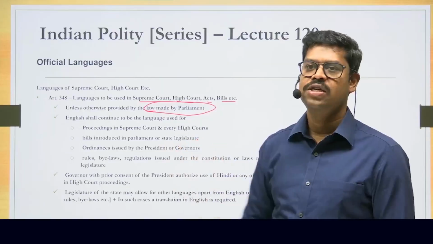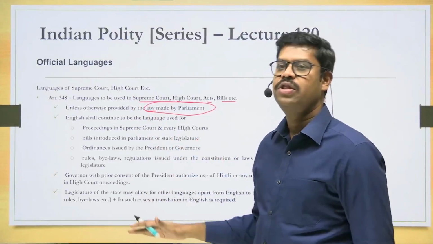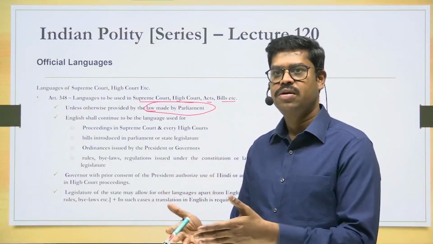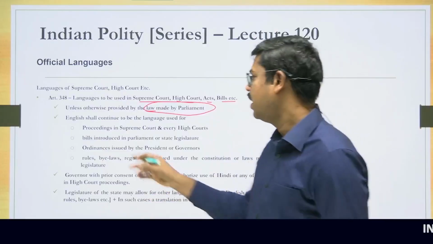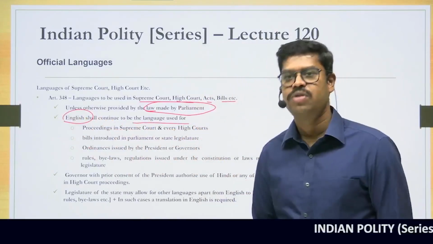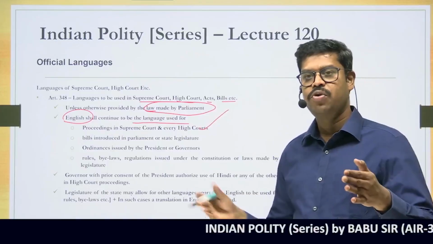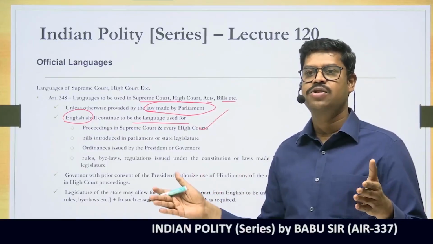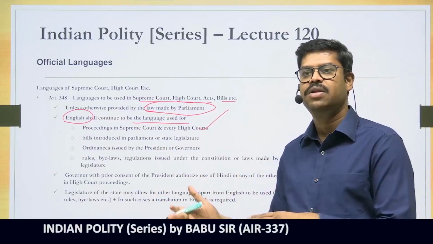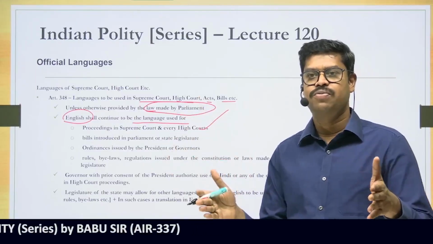If no such law is made by the Parliament, then what shall continue to be the official language for all these purposes, whether introducing a bill in the Parliament, state legislature, or the proceedings in the Supreme Court and High Court? Unless and until a law is made by the Parliament, English shall continue to be the official language. Proceeding in the Supreme Court and High Court means the journey of a particular case. Right after the petition is filed, hearings will happen. Till the time the judgment is given, everything is a proceeding.